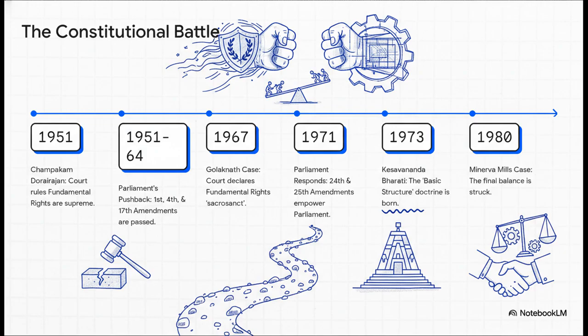It kicked off in 1951 when the Supreme Court basically said, fundamental rights are king. Parliament's response? They pushed back with amendments. Then in 1967, the court drew a line in the sand, and Parliament fired right back. It all built up to this massive showdown in 1973, and then finally a sort of truce in 1980. It was a genuine constitutional chess match, a real back and forth.